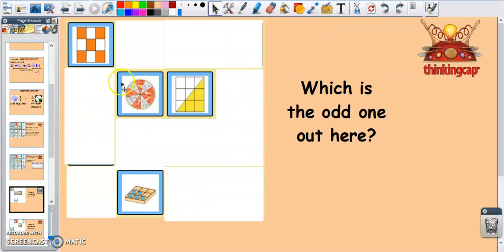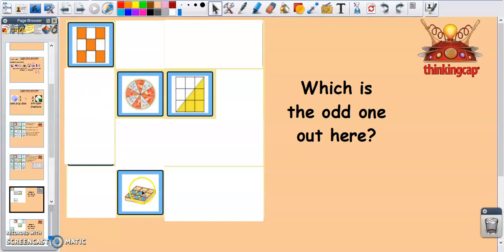First of all, I want you to have a look at these pictures now. Which one's the odd one out? And hopefully if you've had a go at task 1, this will now feel a little bit easier because you start to get to know some of the fractions. So pause the video, have a little look. Which one is the odd one out? Welcome back. I hope you've had a go. I wonder if you can tell me.